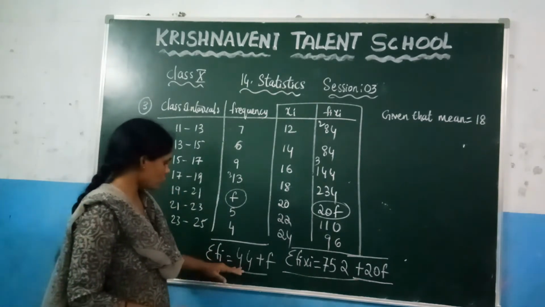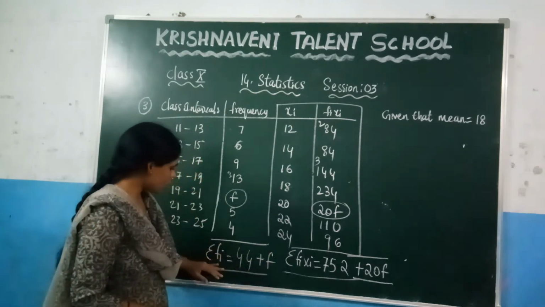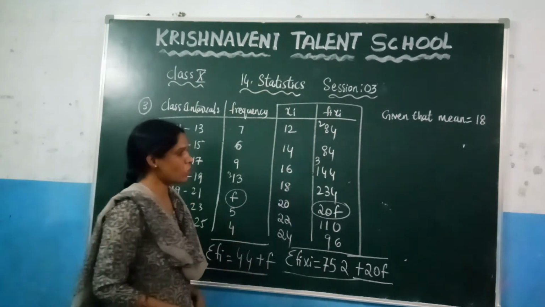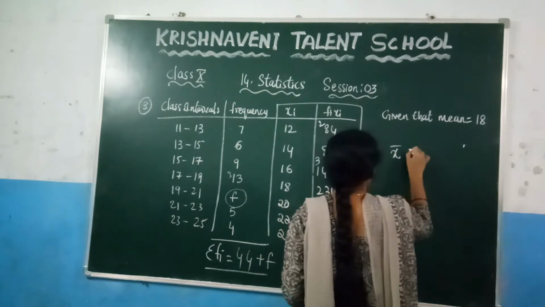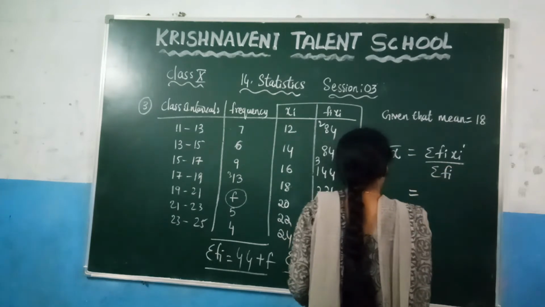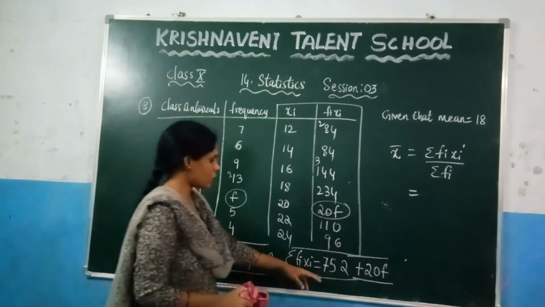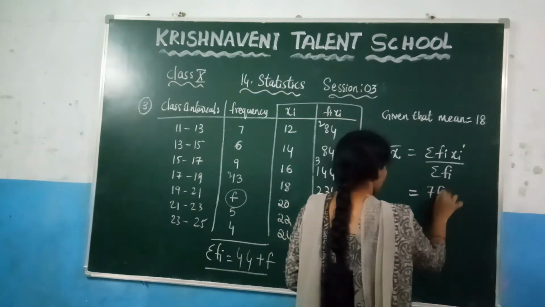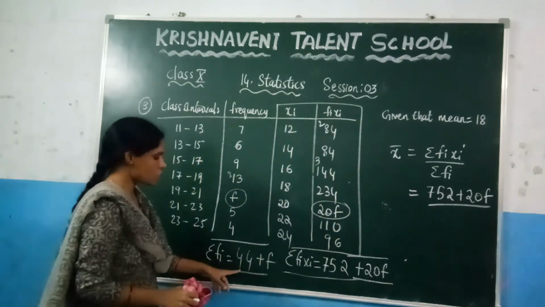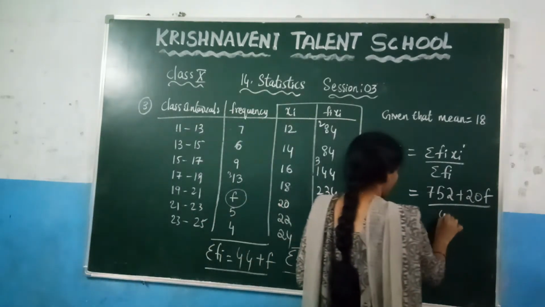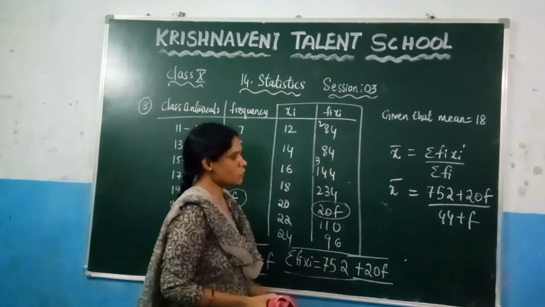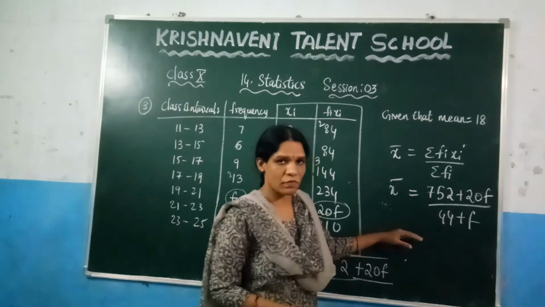Now you can substitute, you got the value of sigma fi xi and you got the value of sigma fi. Now based on these values, you can find the value of f by using the formula, which is the direct method, which gives you x bar is equal to sigma fi xi by sigma fi. Now here, what is the value of sigma fi xi? We got 752 plus 20f by the value of sigma fi, which is 44 plus f. Like this we got. Now at this point, can we find the value of f?